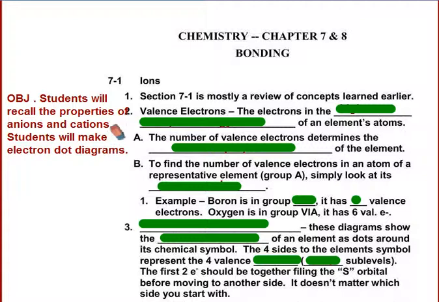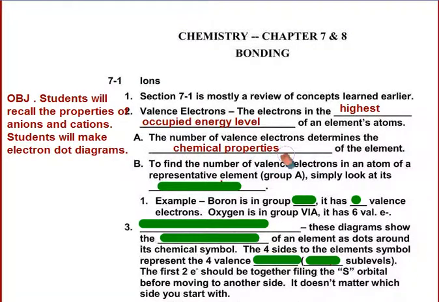Our valence electrons, those are the ones in the outermost electron shell, or in the highest occupied energy level of an element's atoms. Okay, now these tend to be the ones in the s and p orbitals. And these are the ones that determine the chemical properties of the element. So let's talk about this for a second. The valence electrons are the ones in the highest occupied energy level of an element's atoms. They determine the chemical properties of the element.